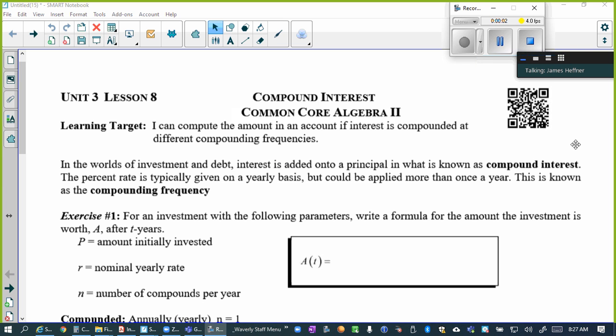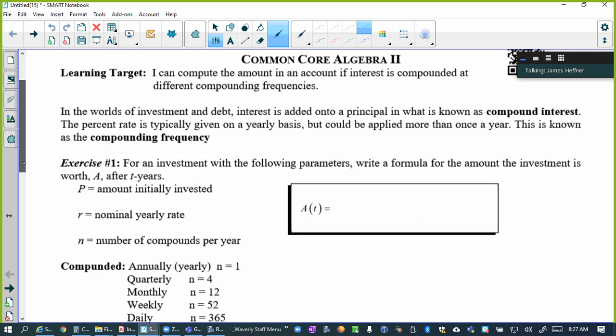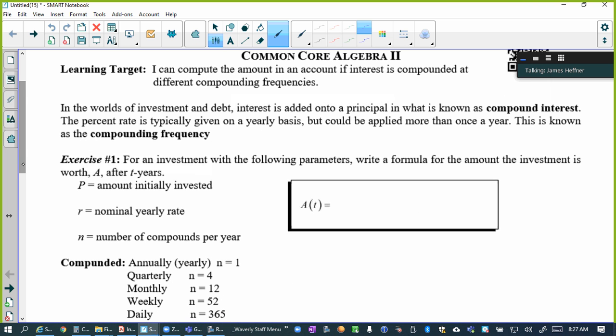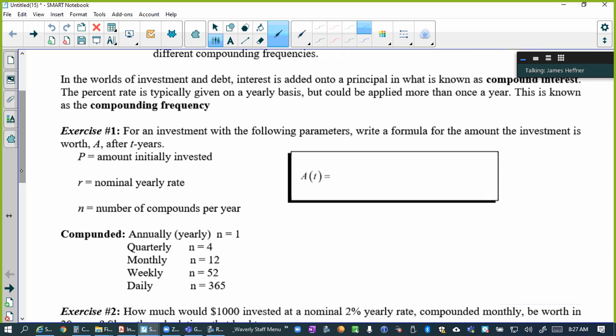Okay, lesson 8, more specific compound interest stuff. All right, so I gave you that formula before. They're going to kind of ask us to derive it again, okay? So we need to think about the compounding frequency, right? So let's just look at exercise 1.